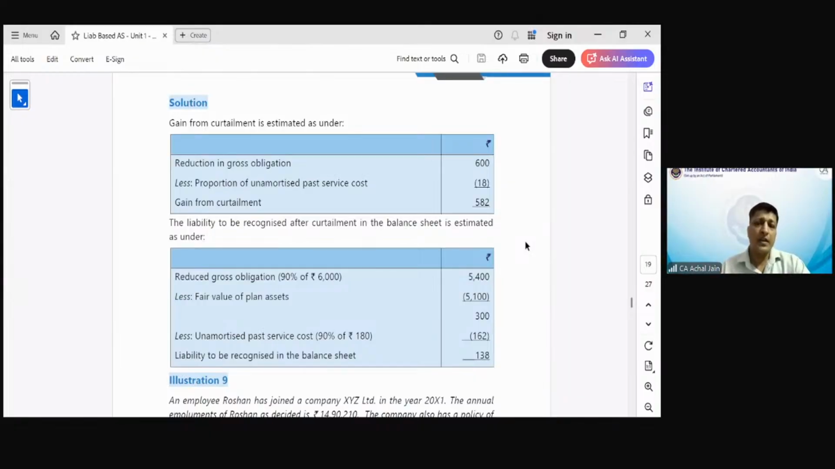So in the given question, the liability after this curtailment is going to be 138. And if you look at the P&L, what is going to be the P&L portion? It's a gain. But why did this gain take place? Because some of the employees have been discontinued. The company would have recorded their liability. So this liability which is recorded is in respect of, let's suppose, 100 employees. If 10 employees will not be paid this amount, that will be a gain to the company. So that gain is nothing but this gain from curtailment, which amounts to 582.